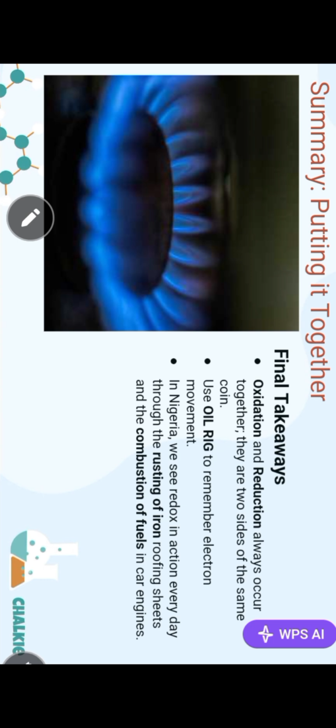In Nigeria, we see redox reactions every day through the rusting of iron. So when iron rusts, an oxidation and reduction reaction has taken place. The combustion of fuel in a car engine also requires oxidation and reduction reactions to occur. That is an example of oxidation and reduction reactions in the world generally.